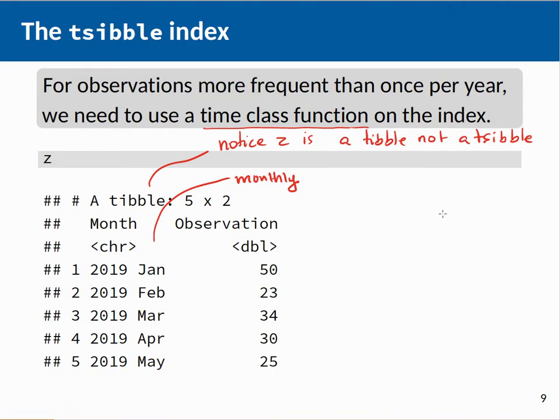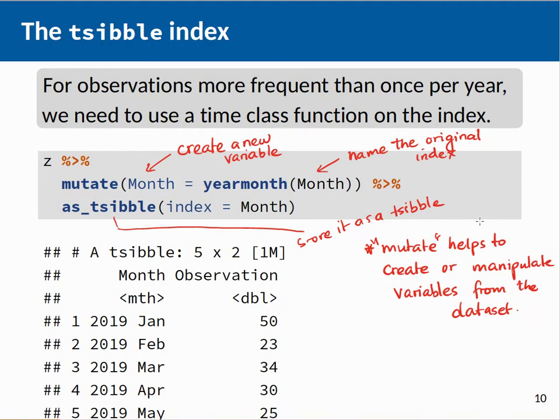We want to make sure we store this tibble as a tsibble, but also tell R that we have a monthly frequency in our data. So let's see how we can do that.